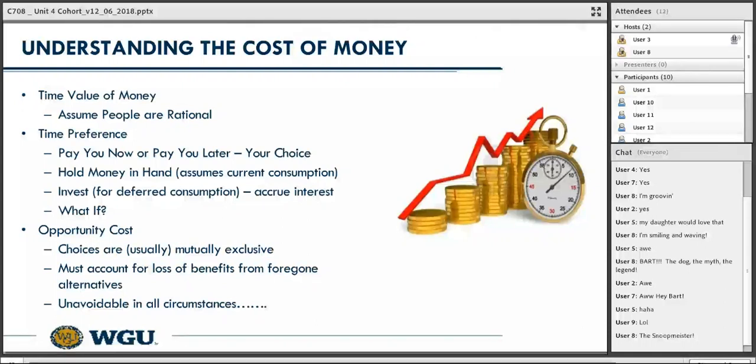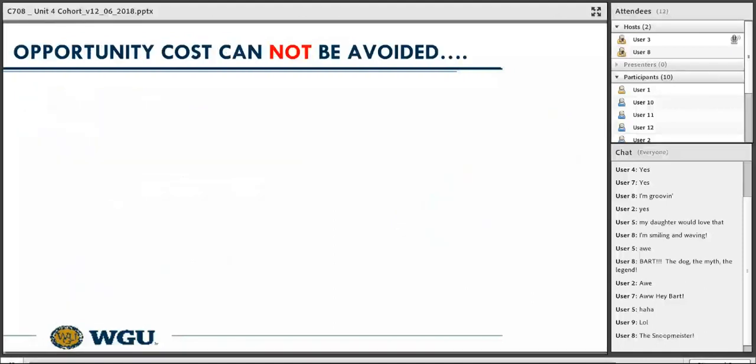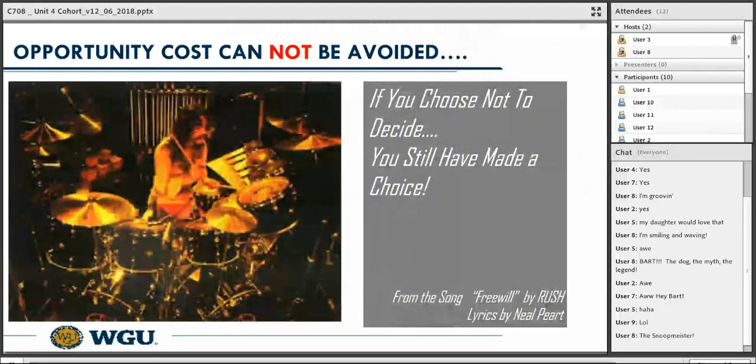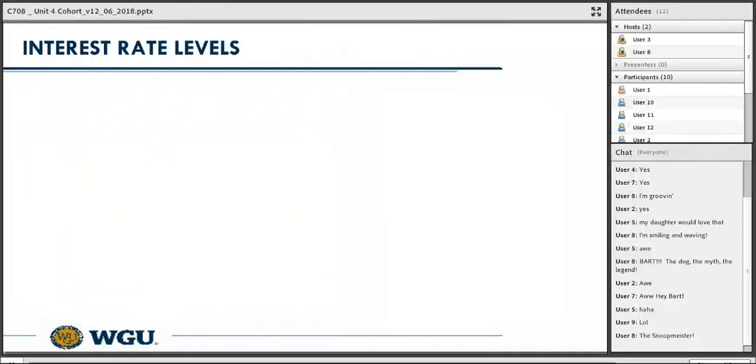Opportunity cost is unavoidable in all circumstances, or putting it another way, it cannot be avoided. In the words of the great Neil Peart from the Canadian legendary rock band Rush, one of rock and roll's greatest drummers and also a brilliant lyricist: if you choose not to decide, you still have made a choice, which is the same thing with opportunity cost. If you choose to forego both, you've still made a choice and you're losing the potential gain you could have gotten.